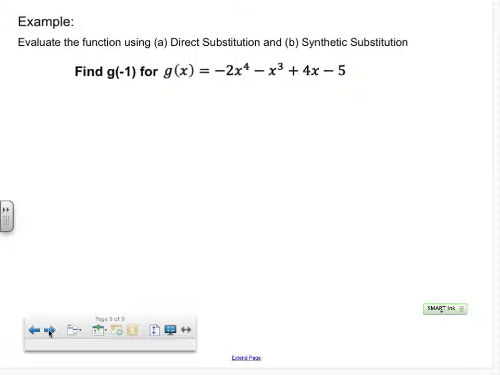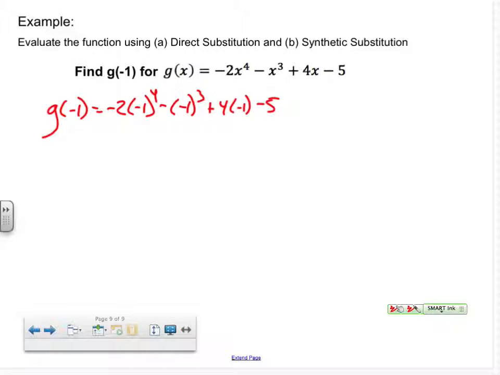All right, let's try another one. Evaluate using direct substitution and synthetic substitution. All right? Why don't we make a race out of this one? I'll do it direct substitution, and you do synthetic. All right? Using direct substitution, G of -1 is -2 times -1 to the 4th minus -1 to the 3rd plus 4 times -1 minus 5.